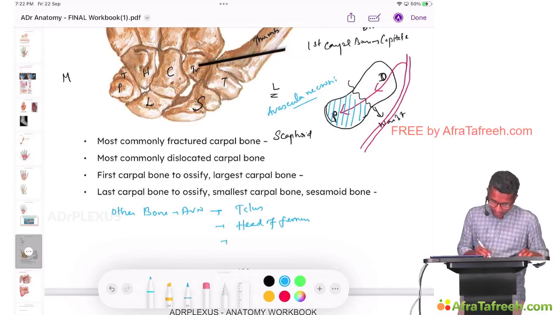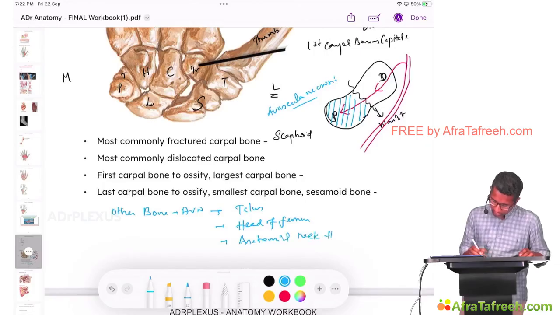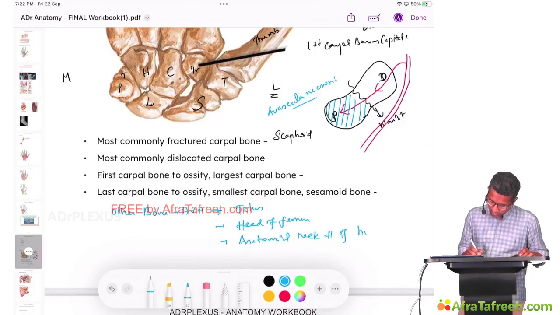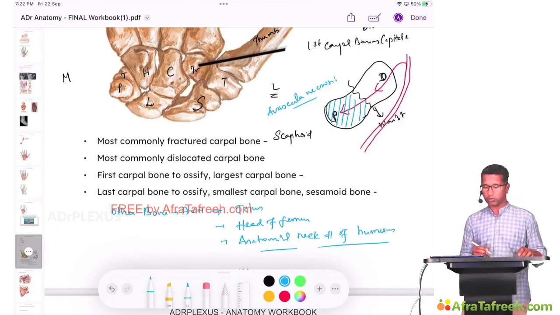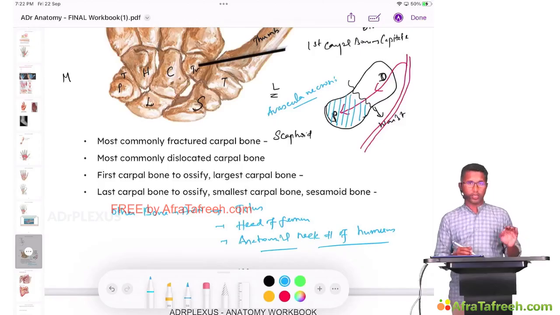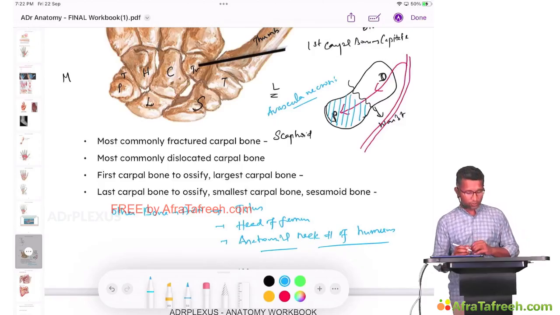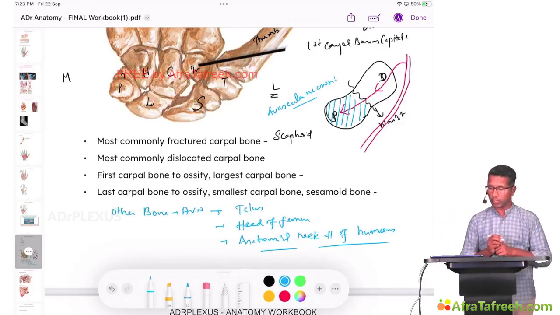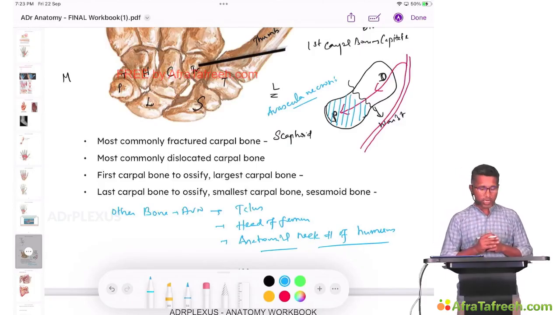Sometimes even an anatomical neck fracture of the proximal humerus can go in for avascular necrosis. So these are the bones that commonly go in for avascular necrosis. Please be clear on these bones.